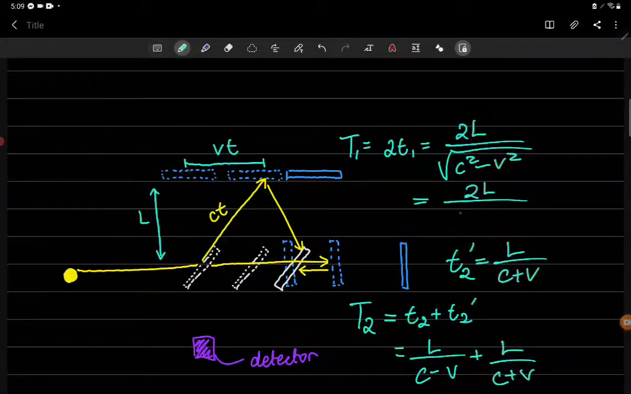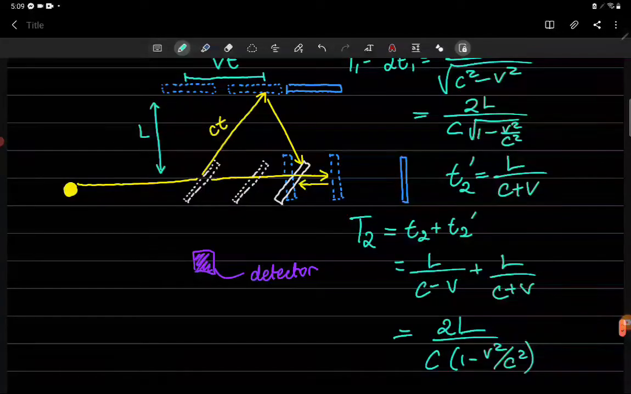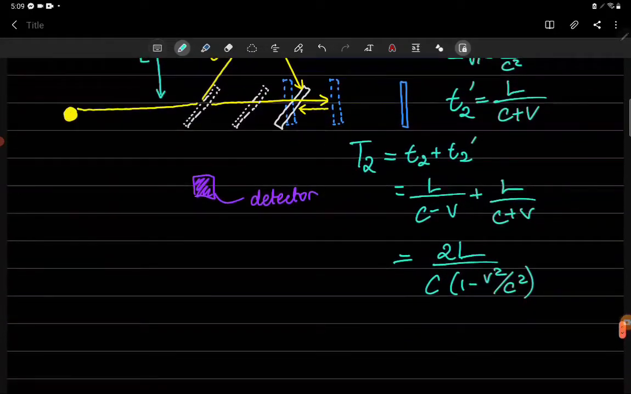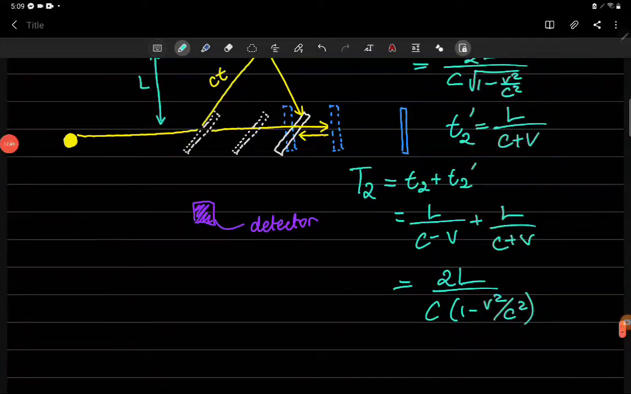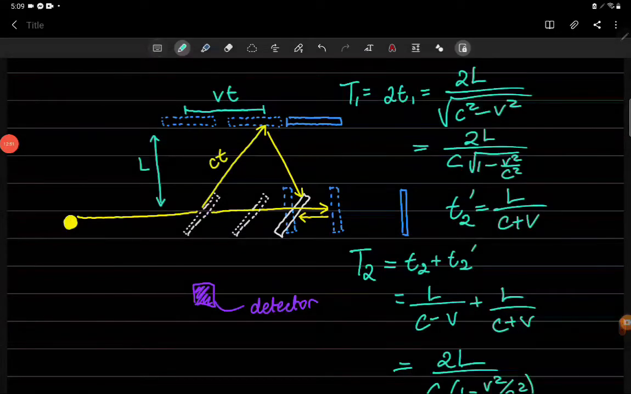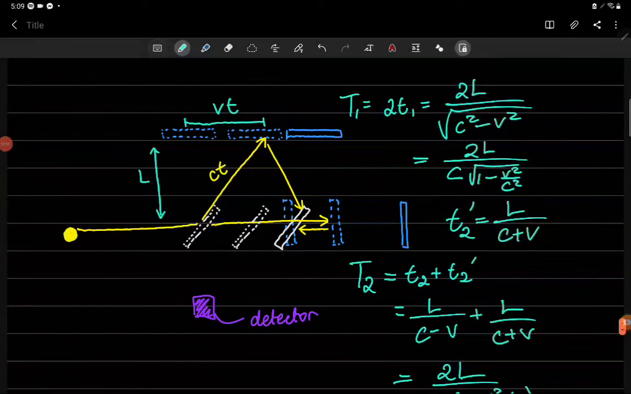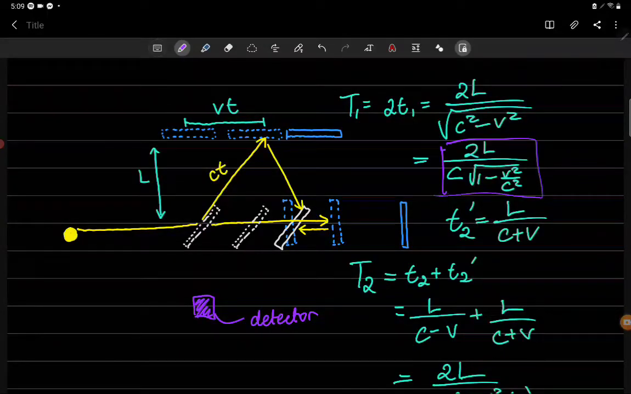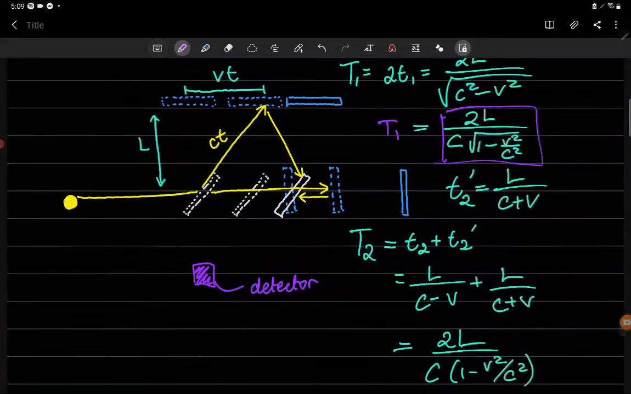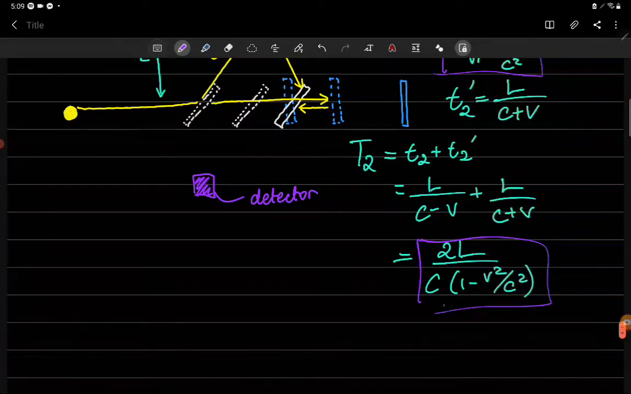So this one should be C square root 1 minus V squared on C squared. So 2L on C square root 1 minus V squared on C squared. And then down here, 2L on C, but without the square root. That's the only difference, right? Okay, so we've gotten two components here. One's this one here, which is T1, and this one's here, T2.